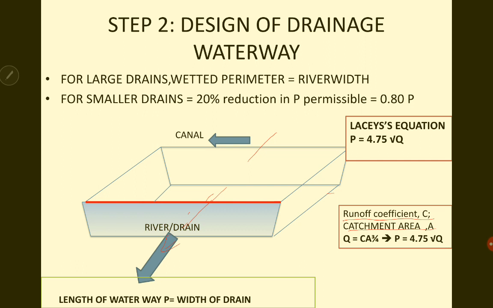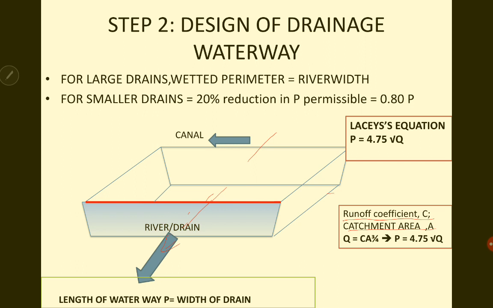To find out the width of the river, what is the formula to be used? In case of large drainages, we can use Lacey's equation, that is P is equal to 4.75 root of Q, and then you can take this perimeter P as the width of the drain. For large drainage, the wetted perimeter is taken as the river width itself, but for smaller drainage, you can give a reduction of 20%, so you can take 0.8 times P. Find the value of P. If it is a large drain, then length of waterway is equal to P. If it is a small drain, then length of waterway is equal to 0.8 times P, or 80% of P.